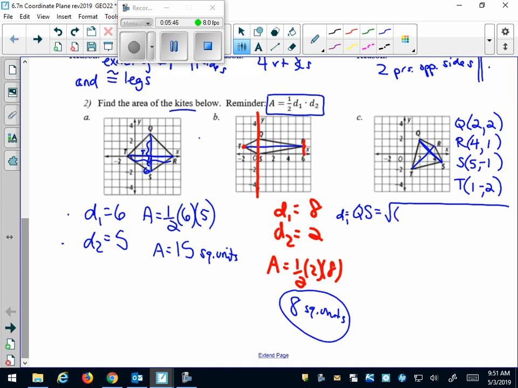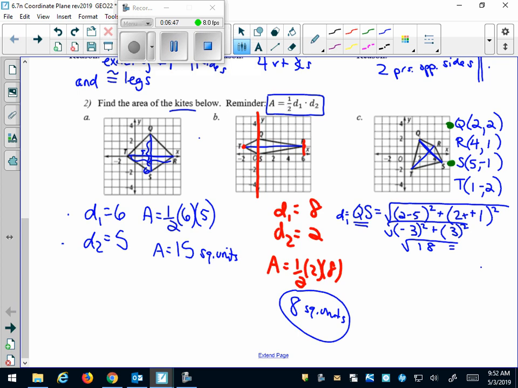Okay, so the formula for that is actually on the next page. But we'll remember it's the square root of x2 minus x1 squared plus y2 minus y1 squared. So we're going to subtract the x's, and we're using Q and S. So this one and this one. Subtract the x's, it's going to be 2 minus 5. And subtract the y's, we're going to do 2 minus a -1, which is +1. 2 minus 5 is -3 squared, plus 2 plus 1 is 3 squared. We get the square root of 9 plus 9, or square root of 18.